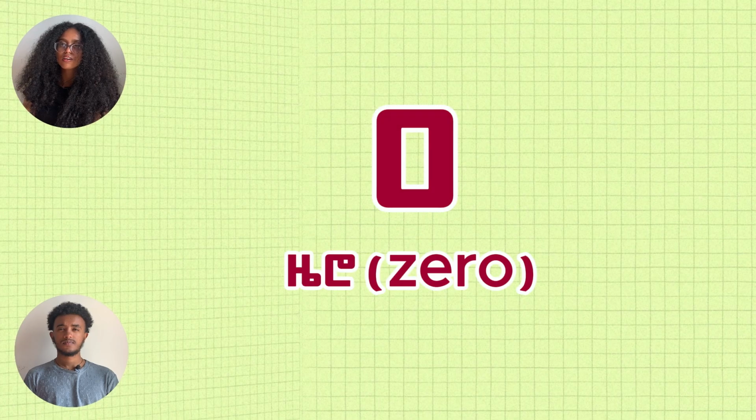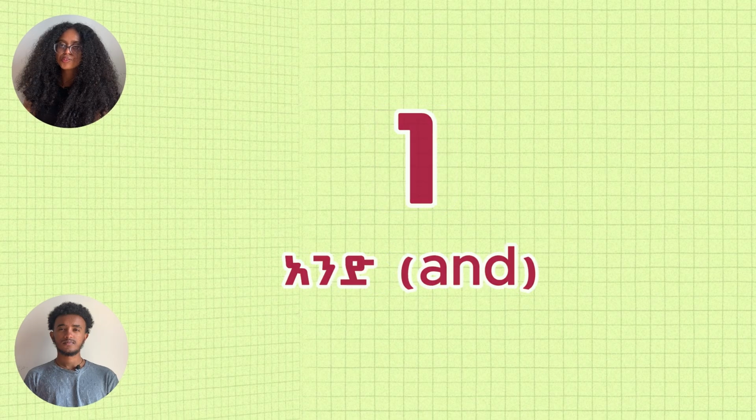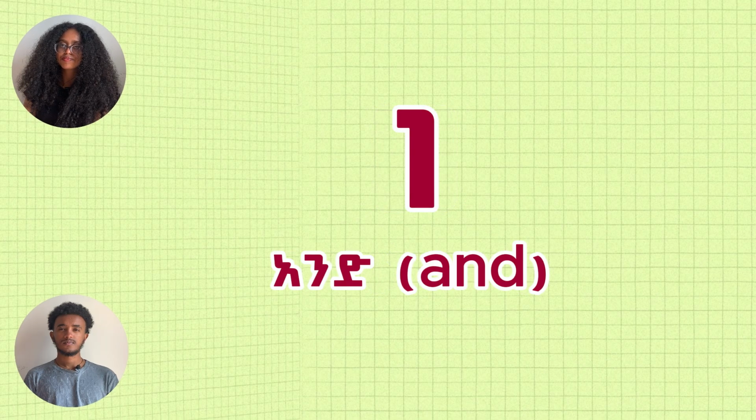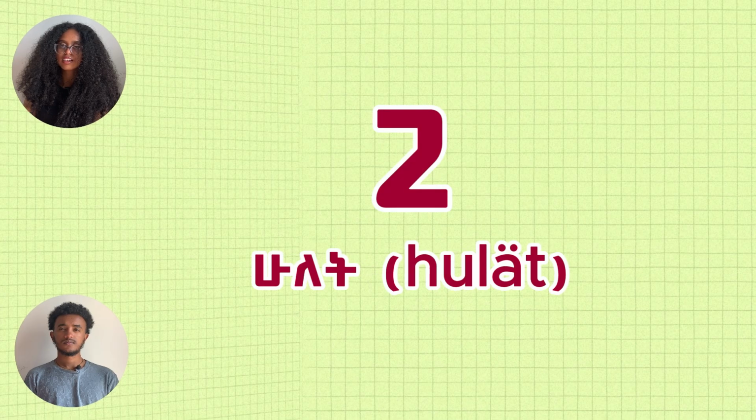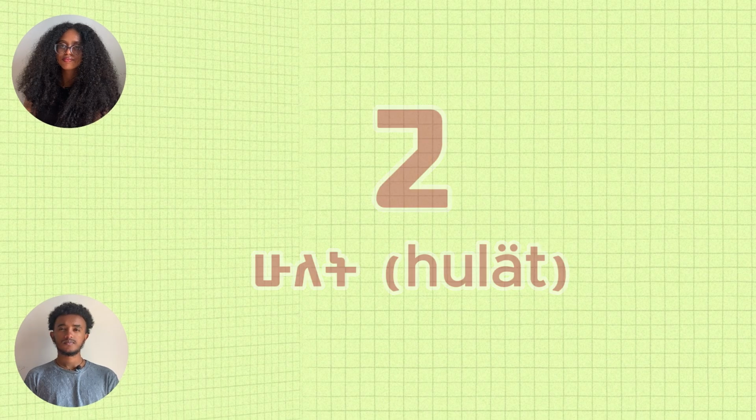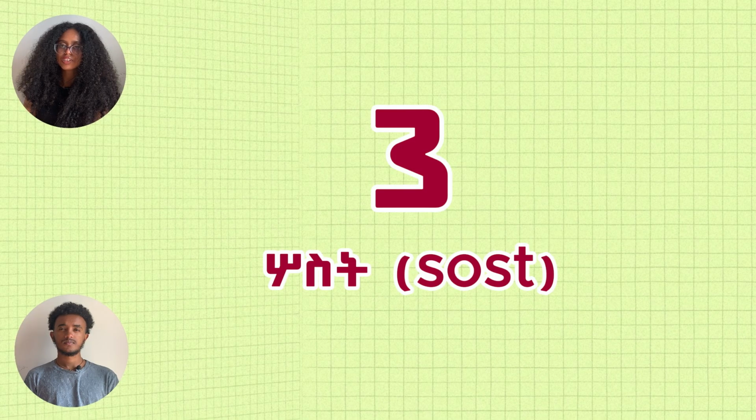How do you say 0? Zero. How do you say 1? And. How do you say 2? Hulet. How do you say 3? Sost.